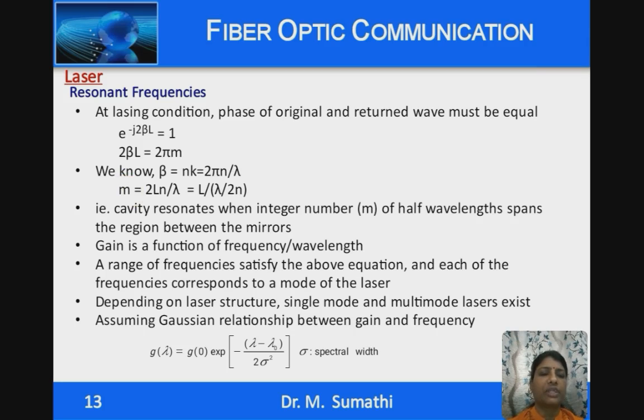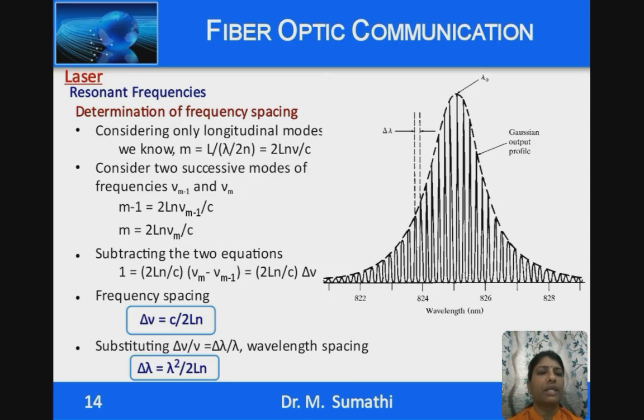So here we know the gain is a function of frequency, and there are a number of frequencies which satisfy the above equation, and each of these frequencies corresponds to a mode of a laser. So we can have a number of modes that are emitted from a laser. Depending on the laser structure, we can have either single mode or multi-mode lasers. Assuming that the gain and frequency relationship is Gaussian governed by this expression. Now to determine the frequency spacing between the adjacent modes, considering only longitudinal modes, the length of the cavity determines the number of longitudinal modes. So we have this expression that we have already seen.